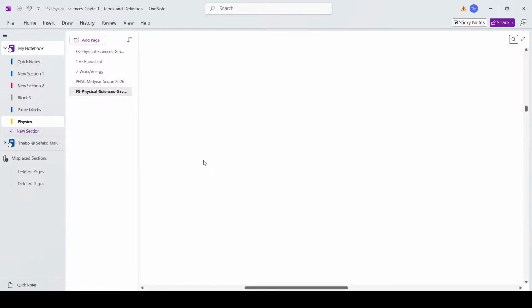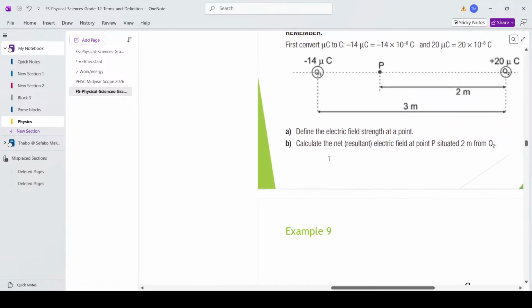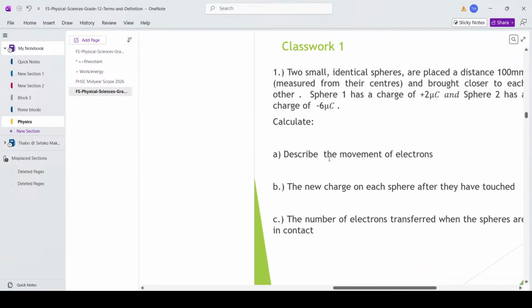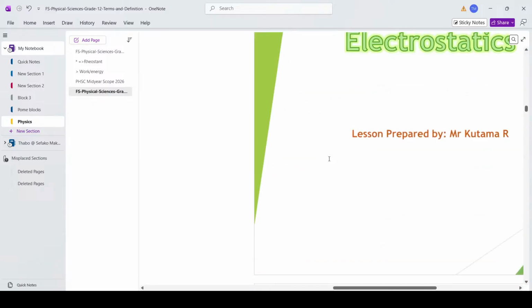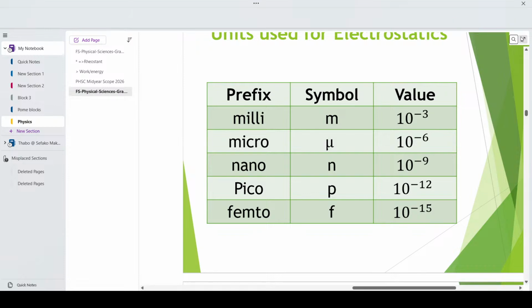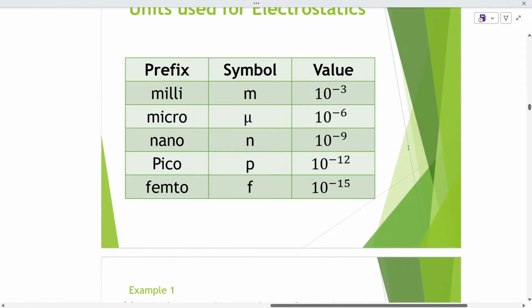Yes, because I think they are similar. Let me show you this graph. Where is it? This one. This is the graph. Milli. You need to know it because when we start doing calculations, you have to know what to substitute.